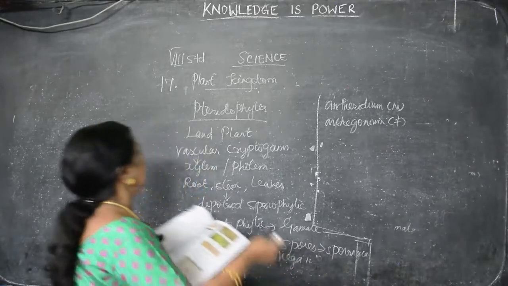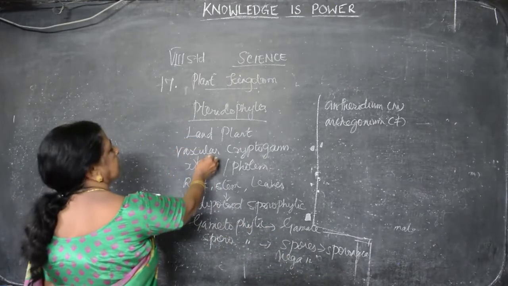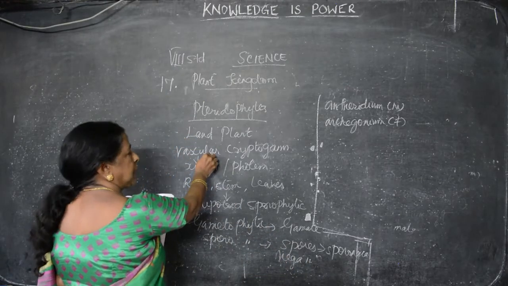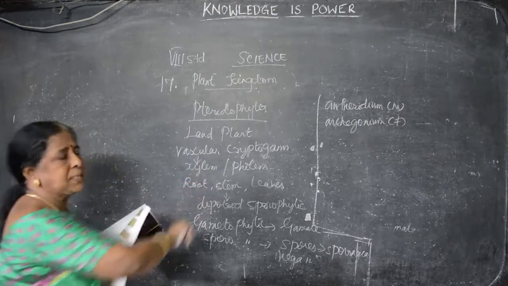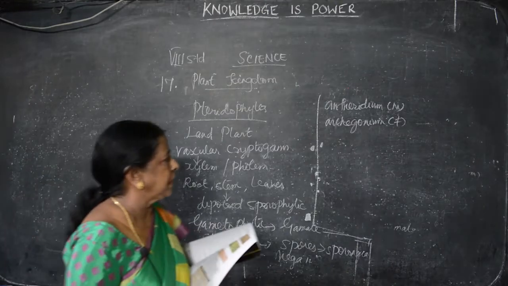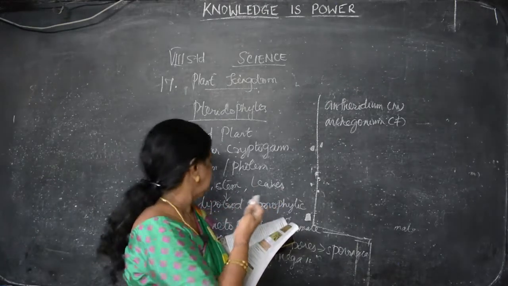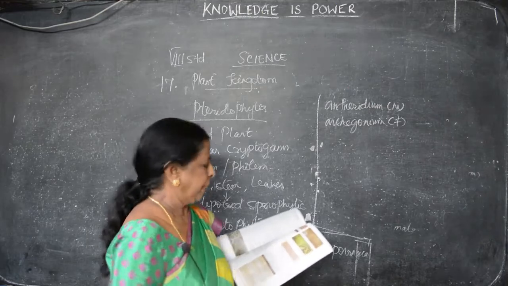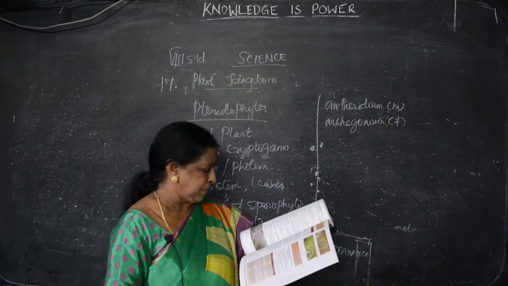The only thing is, it is a land plant. It is the highest plant of the cryptogams divisions. It has a vascular system, that is xylem and phloem. Root, stems and leaves can be differentiated. The same two generations, gametophytic and sporophytic. And we have to see the classification of pteridophytes.